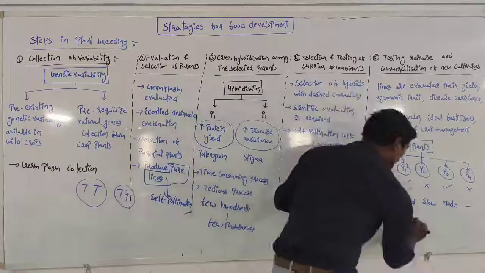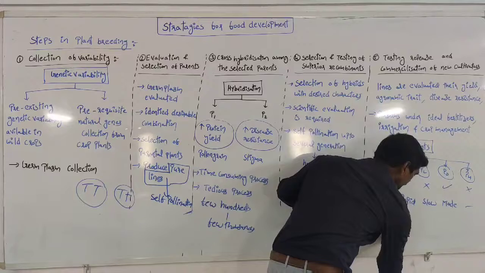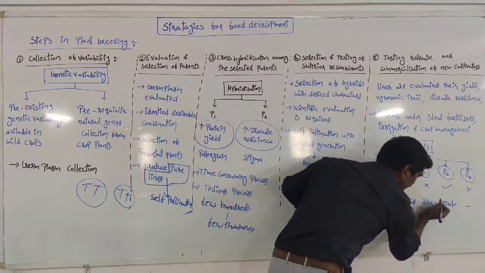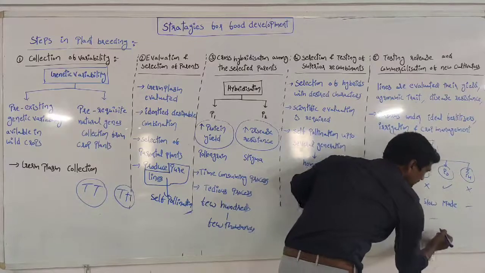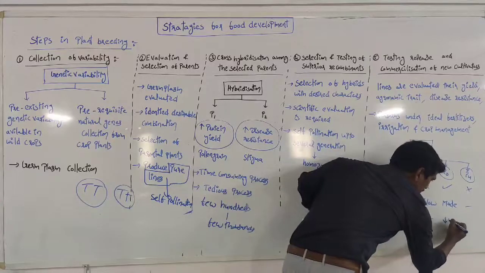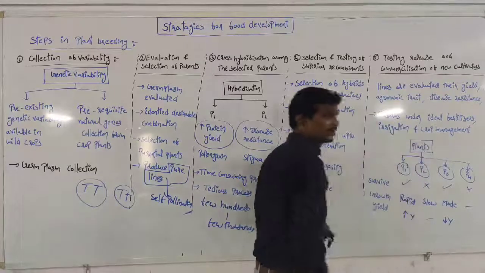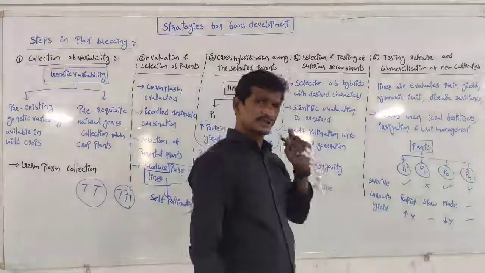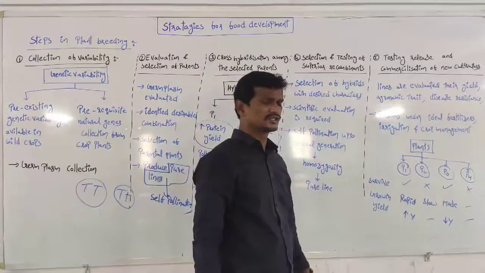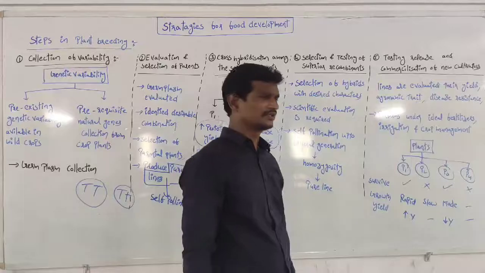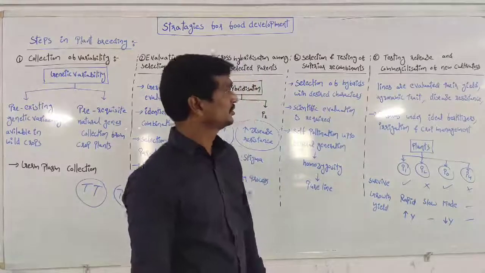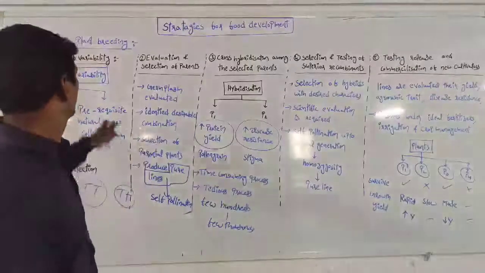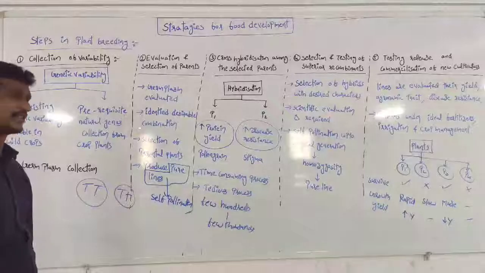Yield. Here high yield is there, here high yield, here low yield, here low yield. Here also no yield, here also no yield. So these are the different types of parameters we are checking. These parameters change from one climatic condition to another, and from one type of soil to another. So in this way we are producing different types of hybrid plants by the plant breeding technique. Next one.